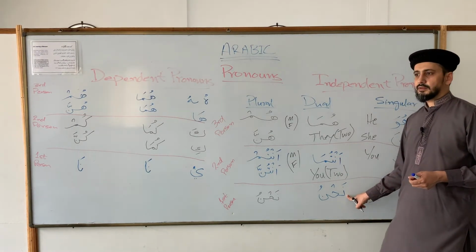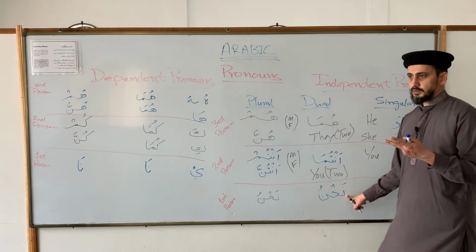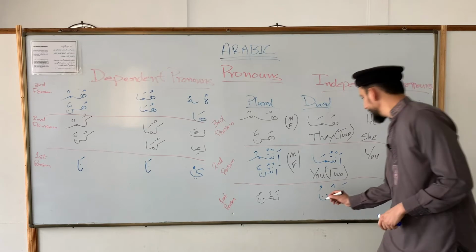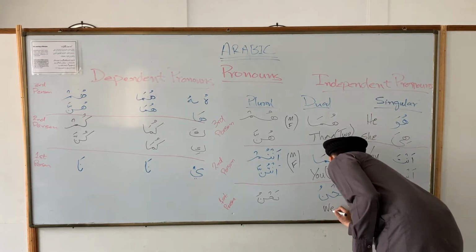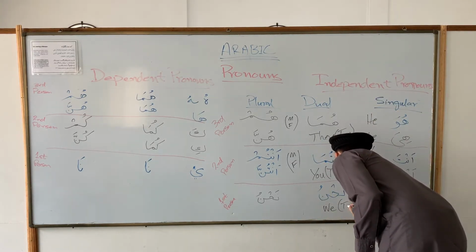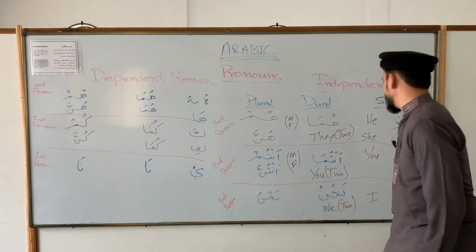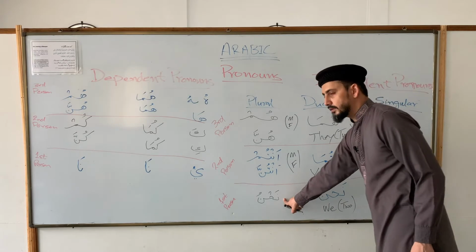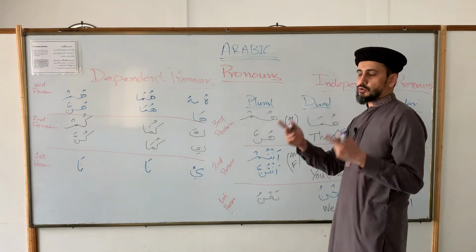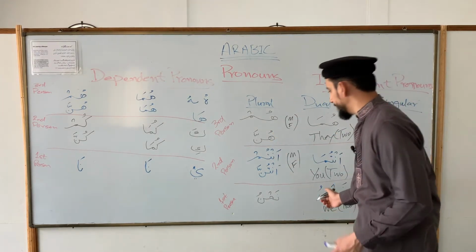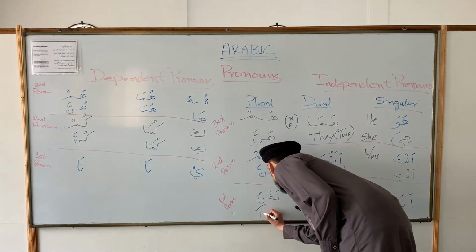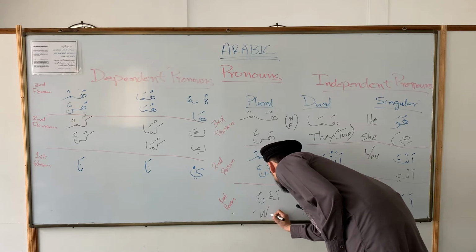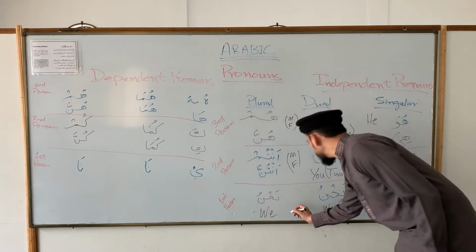Nahno means we. Nahno means we, and it is used for the two. But nahno, we, is also used for the plural. So even if there are two or more, it's going to be nahnu. We. So it's for plural.